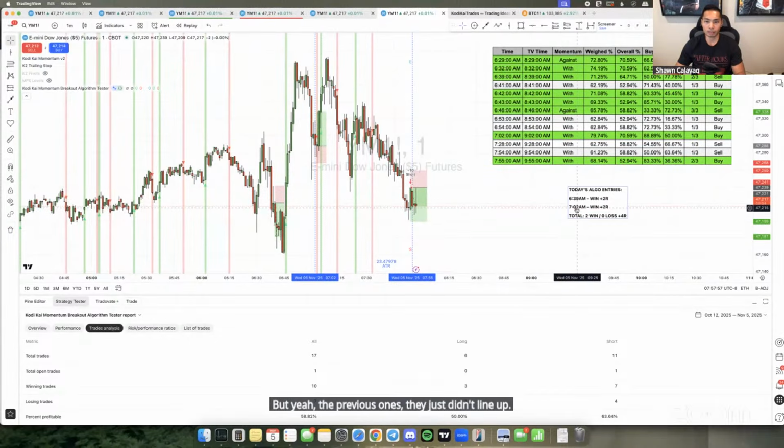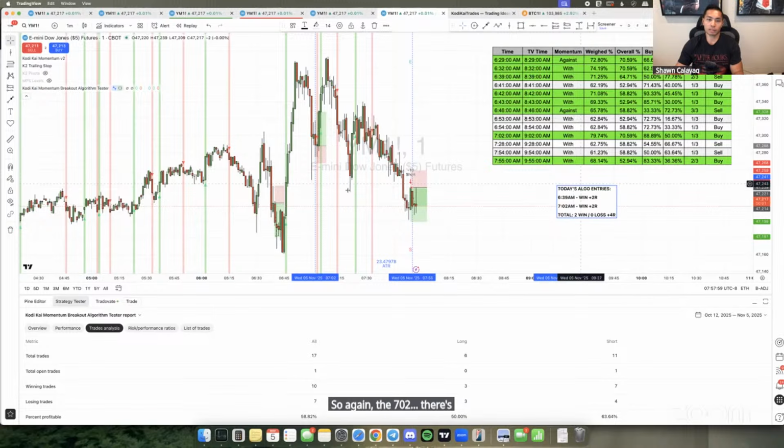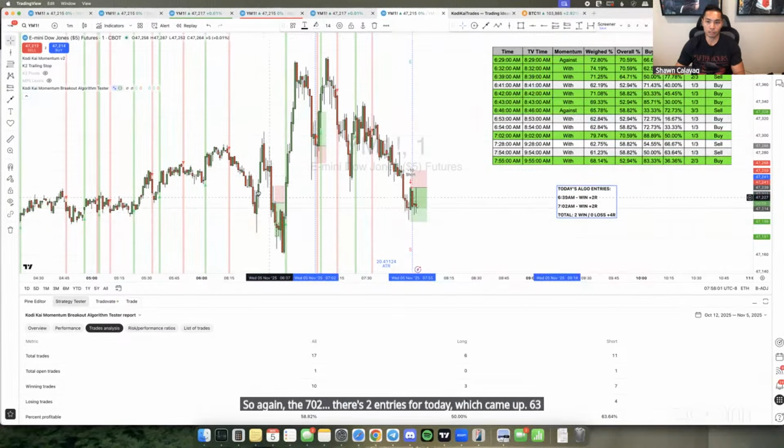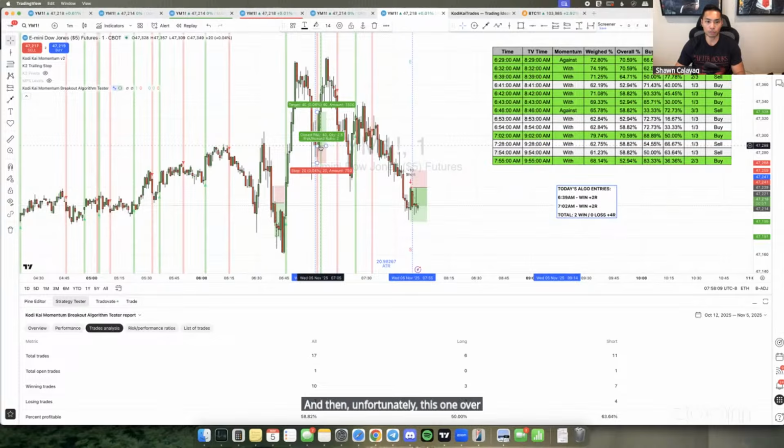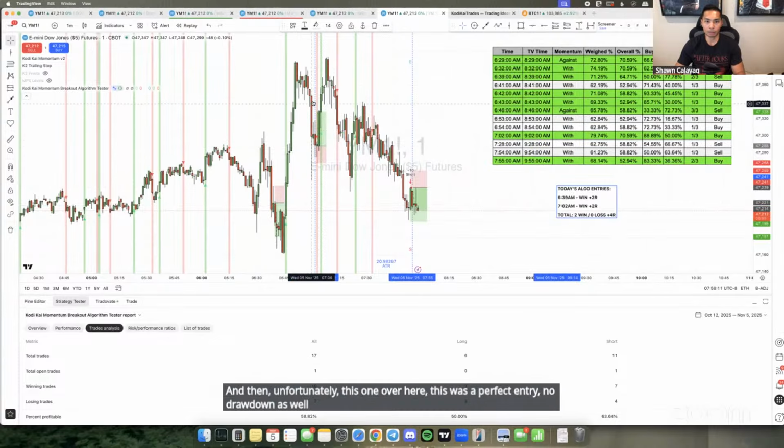Again, the 702 entry. There are two entries for today which came up. The 639 was on open or near open. There's too much volatility, too much market manipulation, so we sat out of that one. And then unfortunately, this one over here was a perfect entry, no drawdown as well, but it happened right after the news at 7 o'clock.